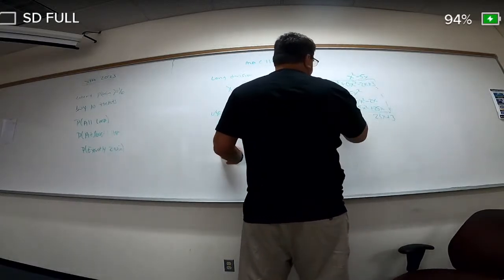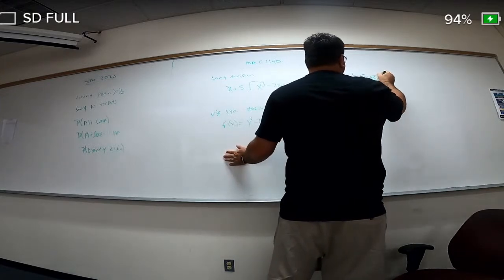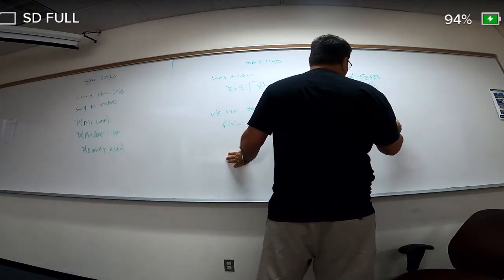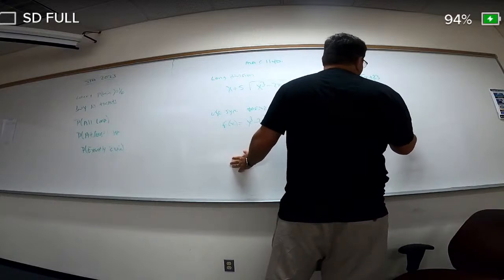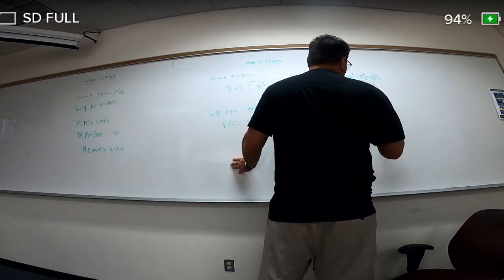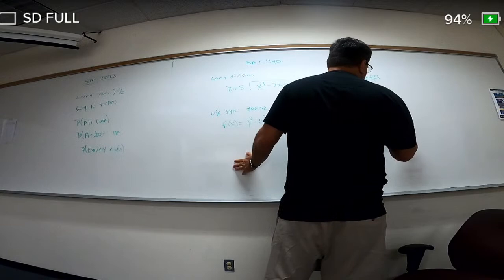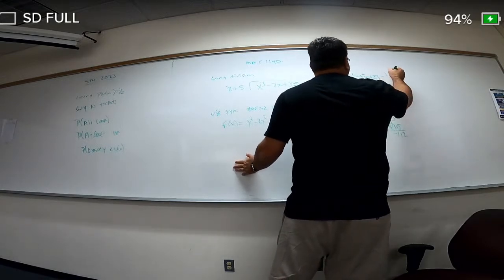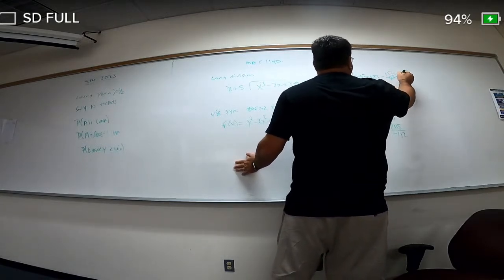Drop down the 3. X goes into 23x, 23 times. This is 23x plus 115. When you subtract, this becomes negative. This is negative 112, so the remainder is minus 112 over x plus 5.